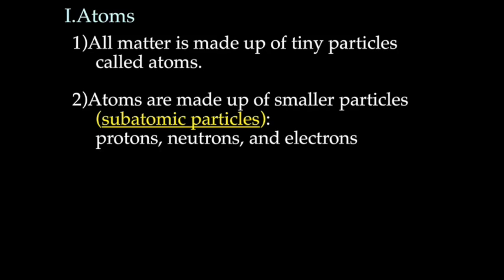And atoms are made up of even smaller particles called subatomic particles. And the three subatomic particles are protons, neutrons, and electrons. You need to know the name subatomic particles and what the three subatomic particles are. And we're going to spend the rest of the lecture talking about protons, neutrons, and electrons.